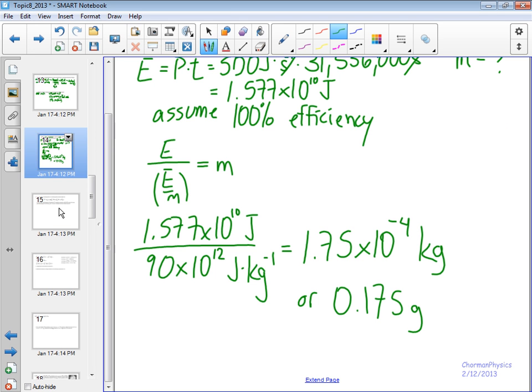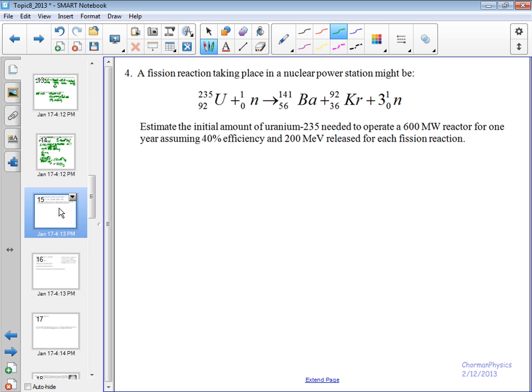So let's take a look at another question that you might get on an IB test. We have this fission reaction in a nuclear power plant. We'll say that this is the one that happens. We're going to estimate the amount we would need to operate this reactor for 1 year, assuming 40% efficiency, and assuming that 200 megaelectron volts are released for each fission reaction.